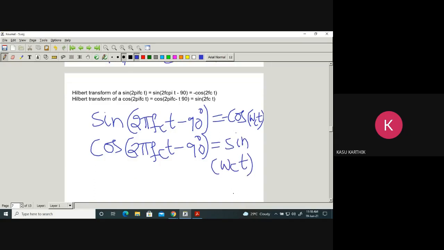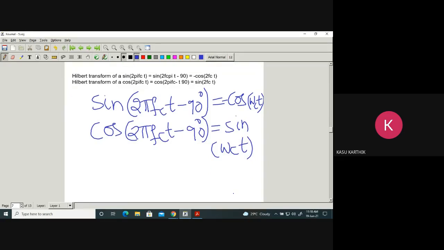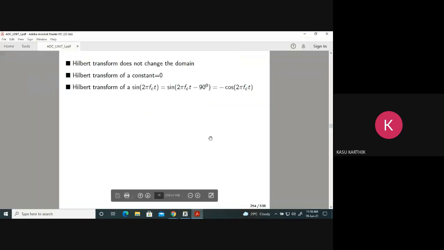So to find the Hilbert transform, you just apply a phase shift of minus pi by 2, or minus 90 degrees. You get the Hilbert transform. Okay.